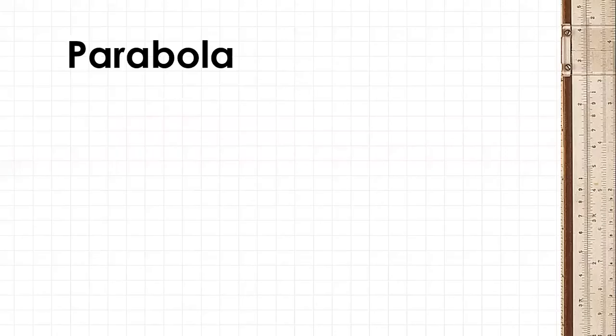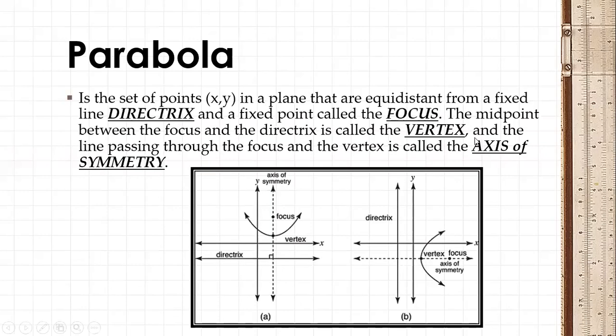Parabola. Parabola is a type of a conic section, and parabola is the set of x and y in a plane that are equidistant from a fixed line, which is called the directrix, and a fixed point called the focus. The midpoint between the focus and the directrix is what we call the vertex, and the line passing through the focus and the vertex is called the axis of symmetry.